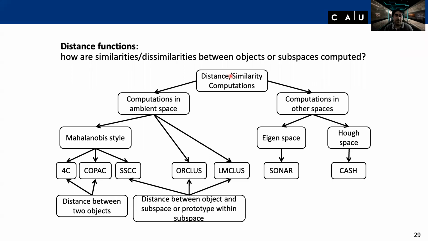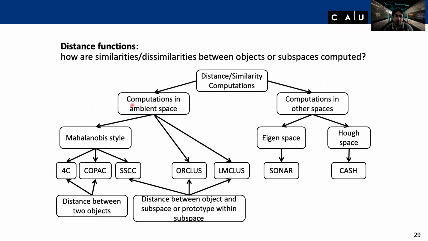Well, to have some kind of recap to remember, I've got here a summary of the distance functions for you. So we have the distance or similarity computations, and then we have the computations in ambient space, or data space is another name, and computations in other spaces.